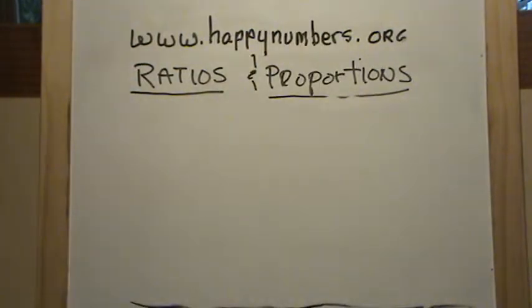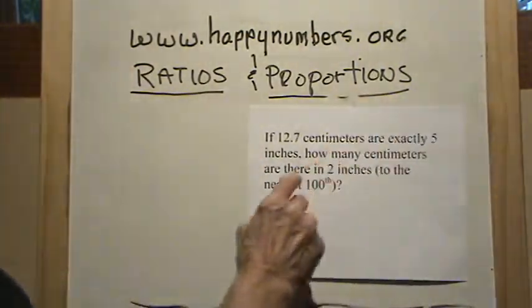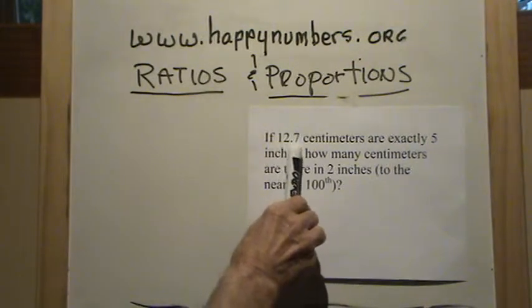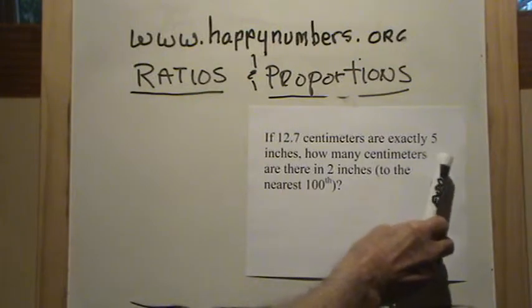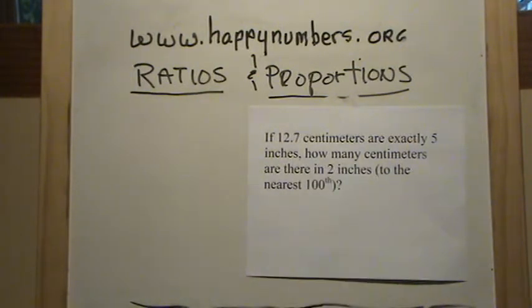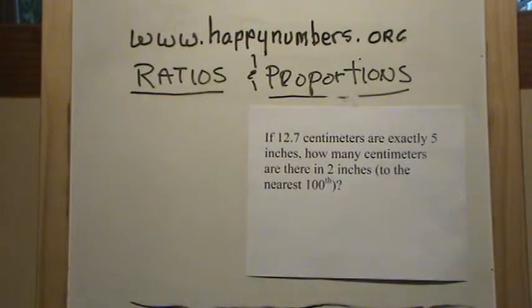And again, this is another example, very typical for the California high school exit exam, to have a problem in proportions like this. If 12 7/10 centimeters are exactly 5 inches, how many centimeters are there in 2 inches? And by the way, you can round this answer off to the nearest hundredth. Well, put your DVD on pause. Go ahead, set up your proportion, solve this problem, and then we'll take a look.